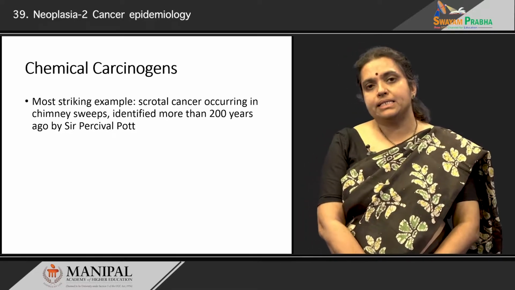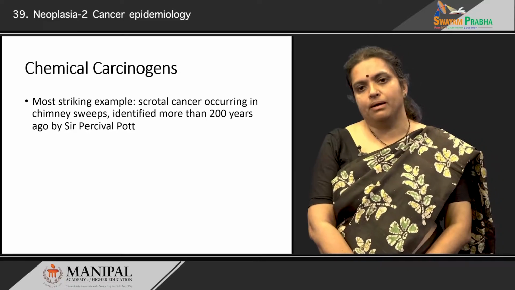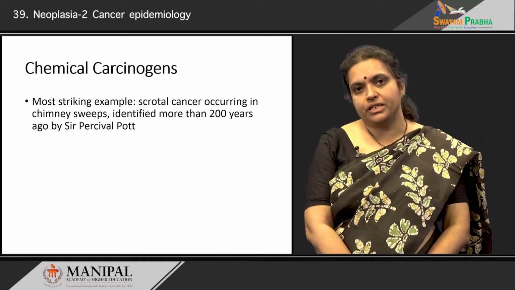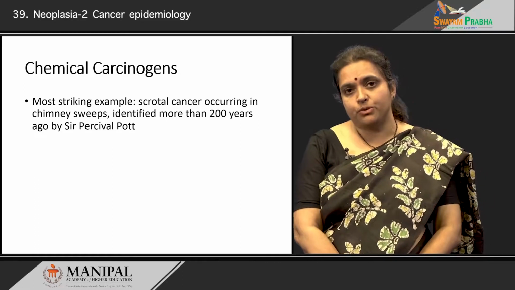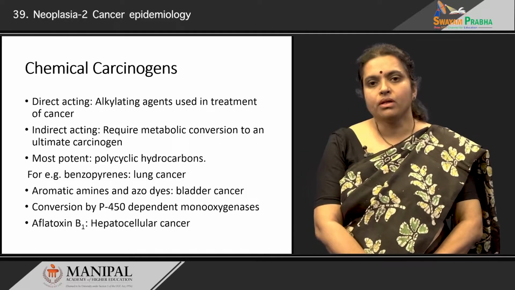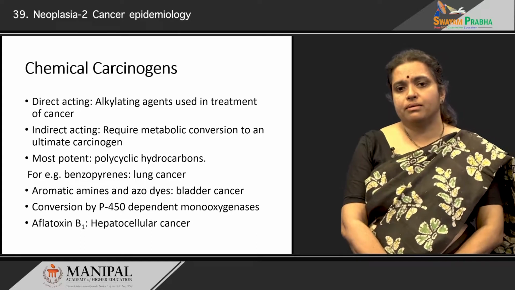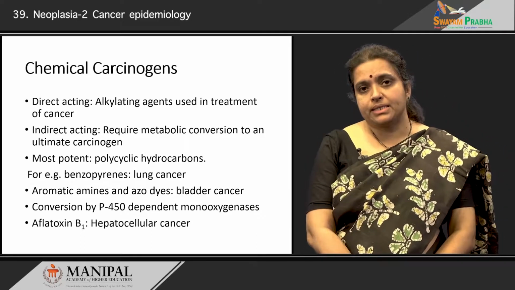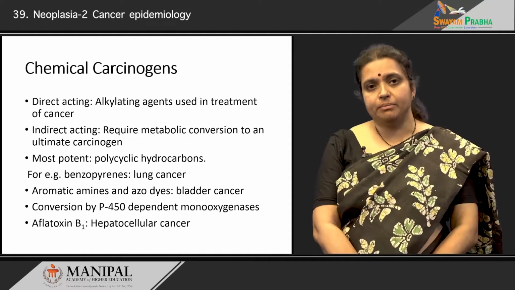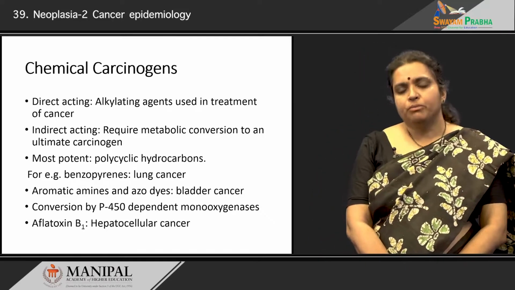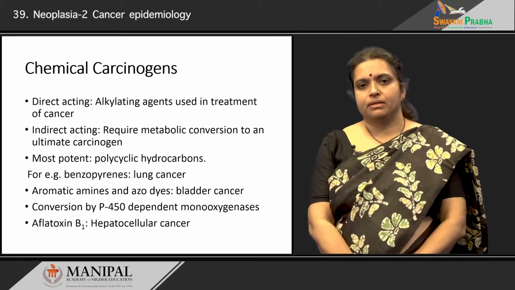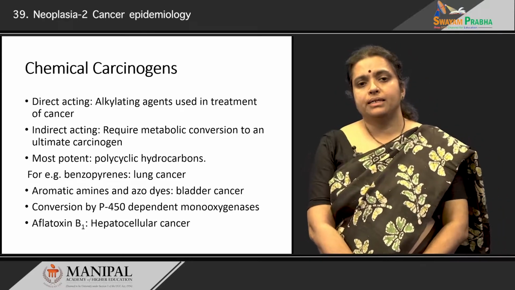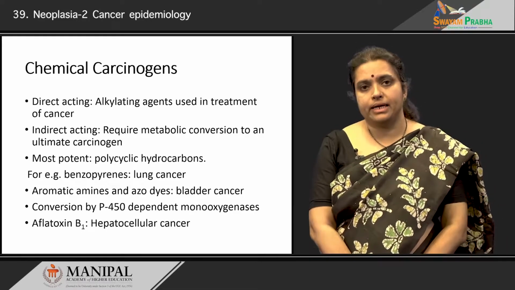Now, why did these chimney sweeps develop scrotal cancer? So, probably it was because of a carcinogenic agent they were being exposed to. And today we know that that was benzopyrene, which gets produced by the burning of coal. Now, before we go into that, there is a way of classifying chemical carcinogens either as direct acting or indirect acting.